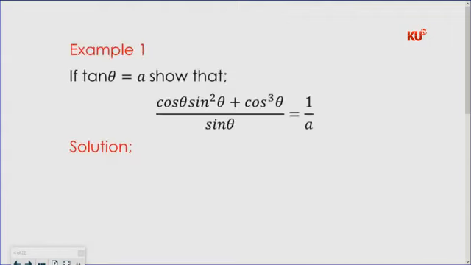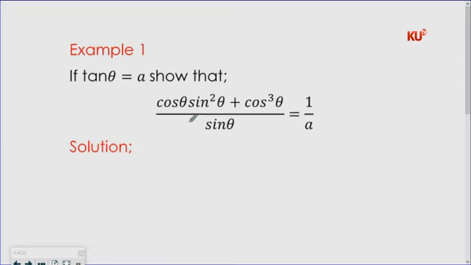Example 1: if tan theta is equal to A, you have to show that cos theta sine squared theta plus cos cubed theta over sine theta is equal to 1 over A. These are questions you'll get in section 1 of paper 1 or paper 2, and they carry 3 to 4 marks. So let's get the solution to this.